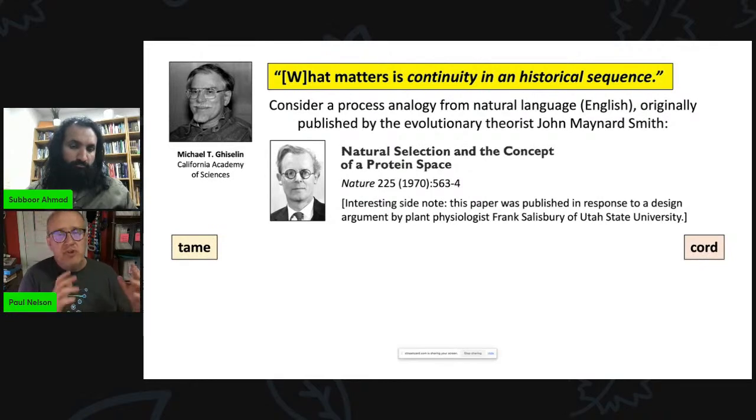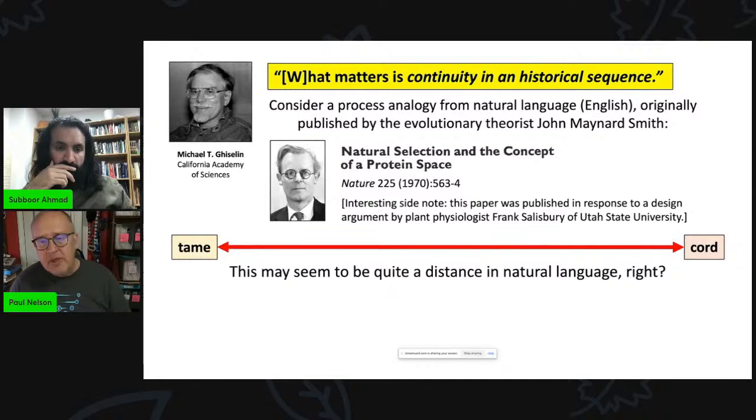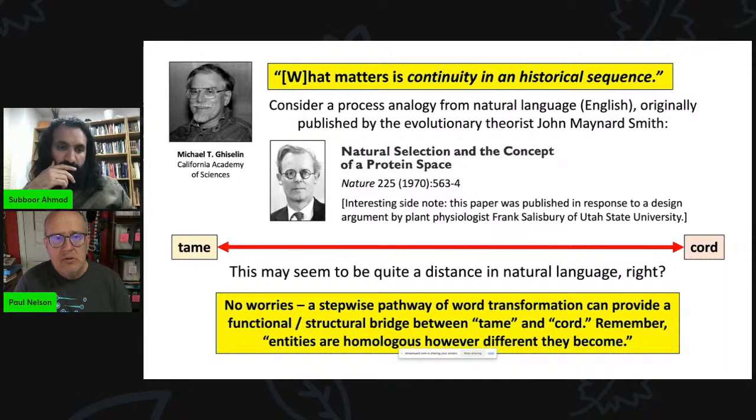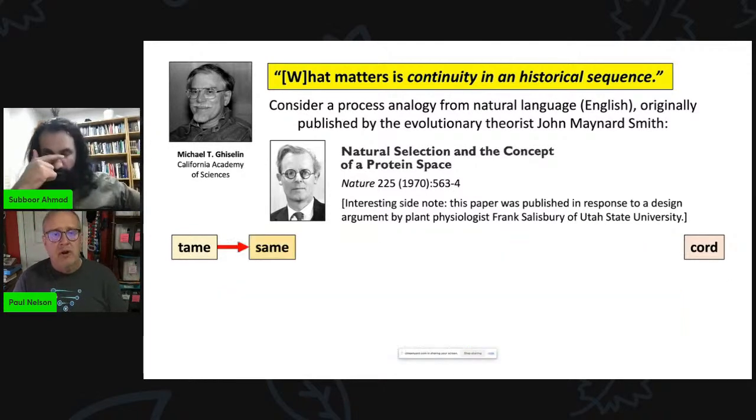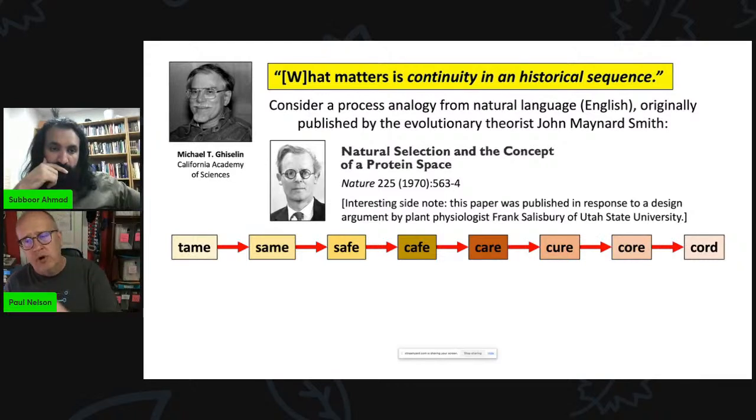What Maynard Smith is going to do is use the transformation of English words as an illustration or an analogy for how evolution functions. So let's take two words that appear to have no relation to each other as symbol strings, tame and cord. Now, these seem to be quite a distance from each other in natural language. Well, Maynard Smith says, no worries, we can transform tame into cord in a step-by-step way, and support the claim of Gieselin that entities are homologous, however different they become. So you would agree with me, tame and cord are very different English words, located hundreds of pages apart in a dictionary, all right? But Maynard Smith says, look, just change one letter at a time, and you can transform tame into cord in a stepwise fashion, which I've illustrated here in the cartoon.